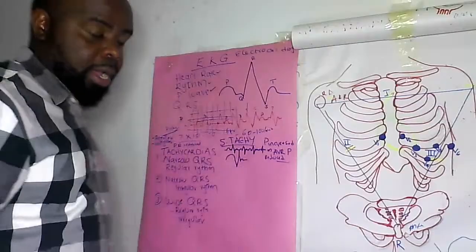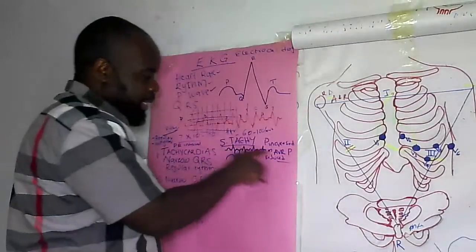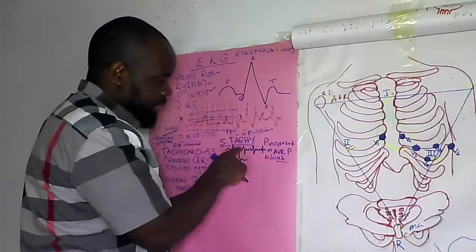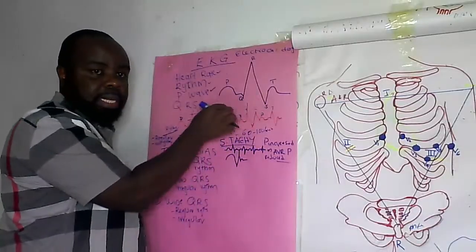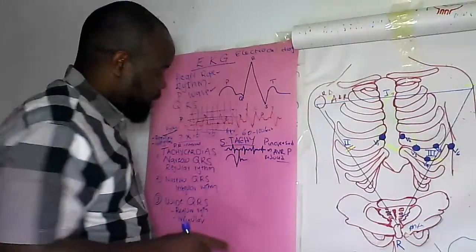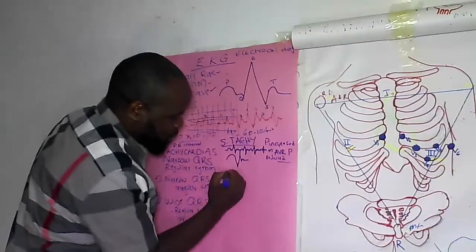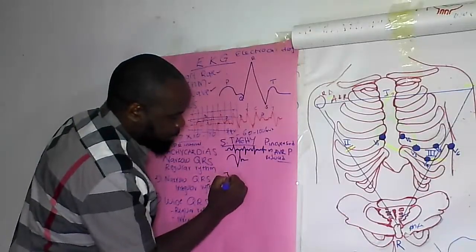You may find this. The QRS complex is reduced, but if you look at the P wave, you will find a deflection.